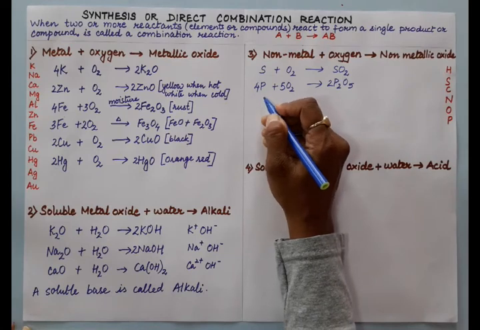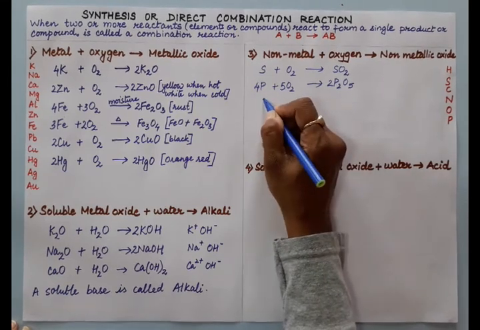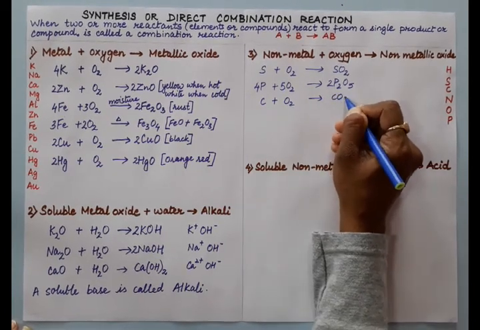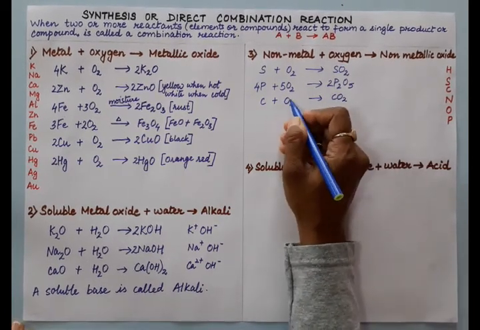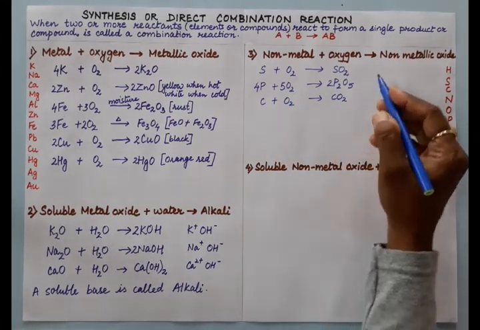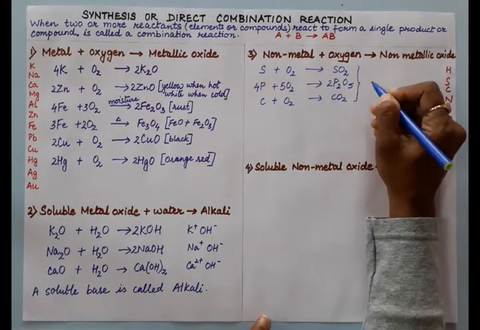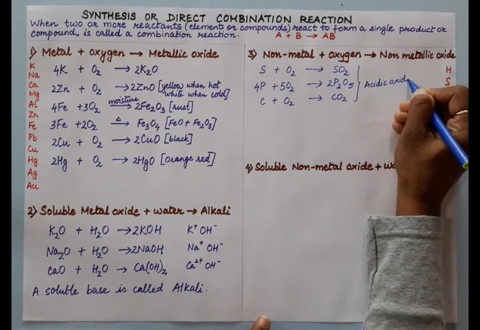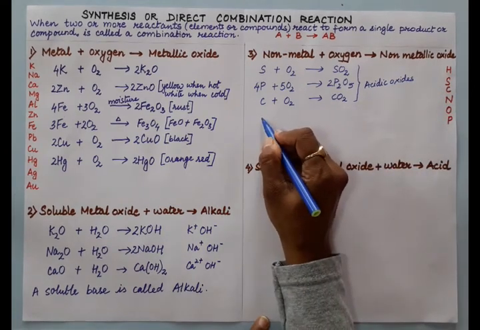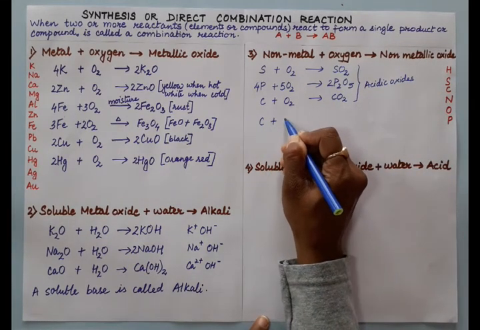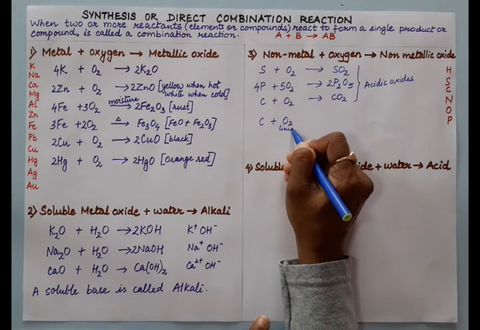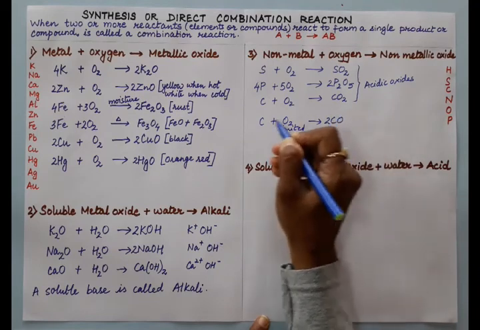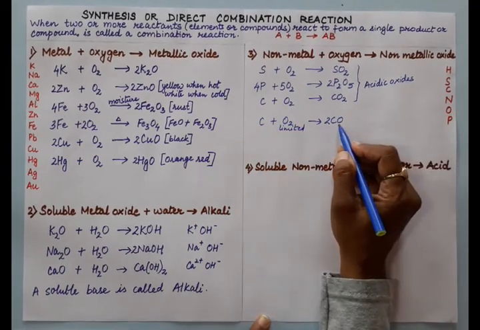Carbon when it reacts with oxygen gives carbon dioxide. So here carbon plus oxygen, if the oxygen is in sufficient amount, we get CO2, carbon dioxide. All these three oxides are acidic oxides. Now the next three examples. See, C plus O2, if there is a limited supply of oxygen, then we get CO only, that is carbon monoxide.